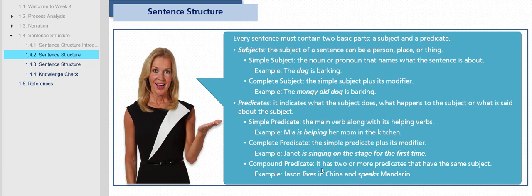A compound predicate is just like a compound verb. It means that you have 2 predicates about the same subject. Jason lives in China and speaks Mandarin.